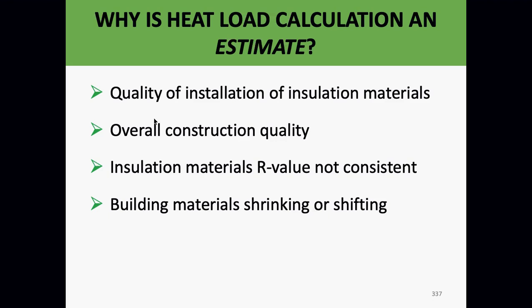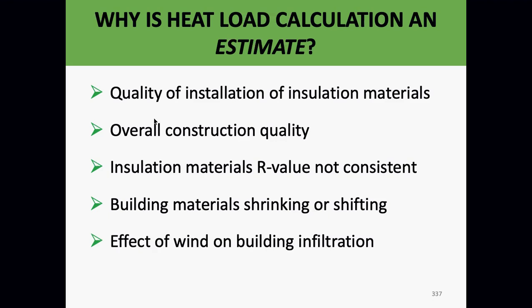A dryer is one of the biggest uses that basically pulls heat right out of a building. 600 cubic feet of air a minute can be pulled through a dryer, and that's a lot of air. Well, the cold air has to come in someplace. We also have effective wind on building infiltration.